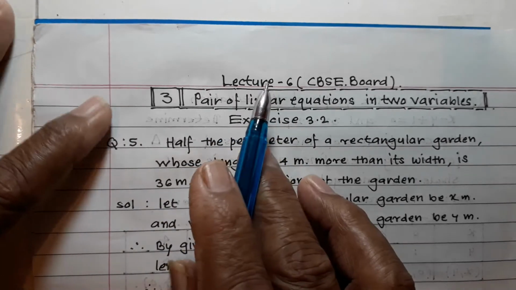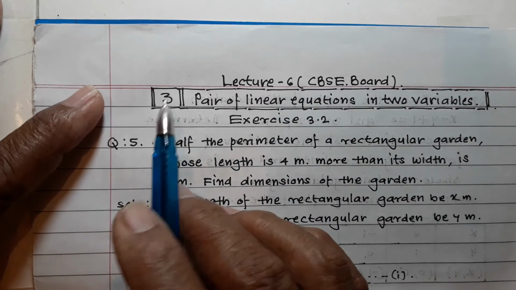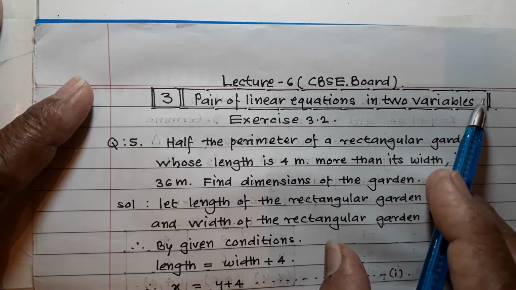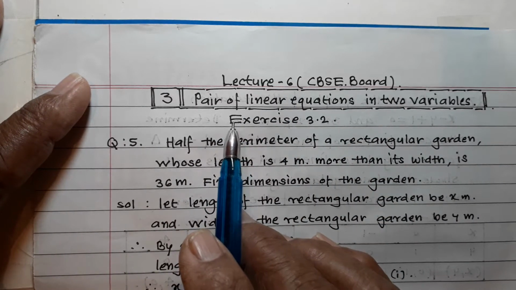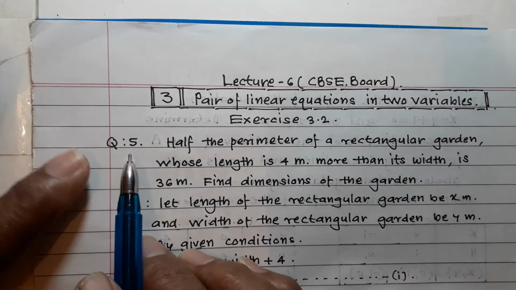Hello, my dear student. Lecture number 6, chapter number 3, pair of linear equations in two variables. In this lecture, I am going to explain you exercise 3.2, question number 5.